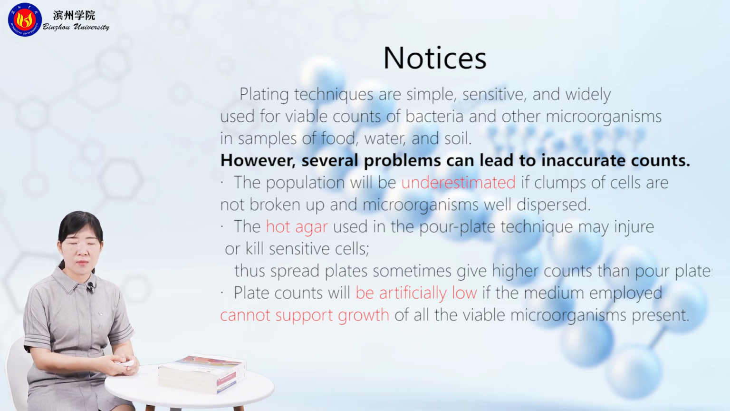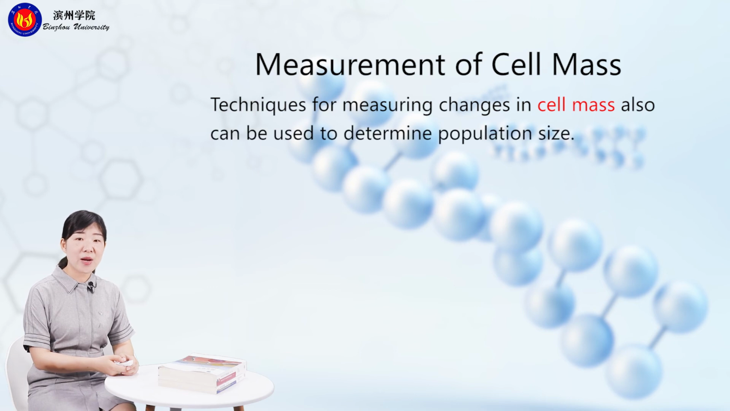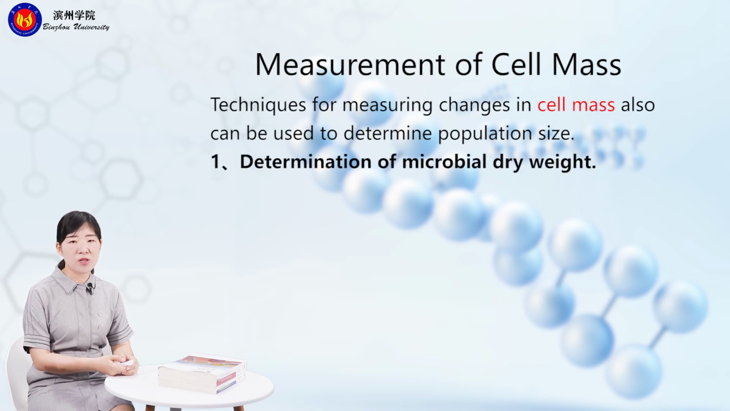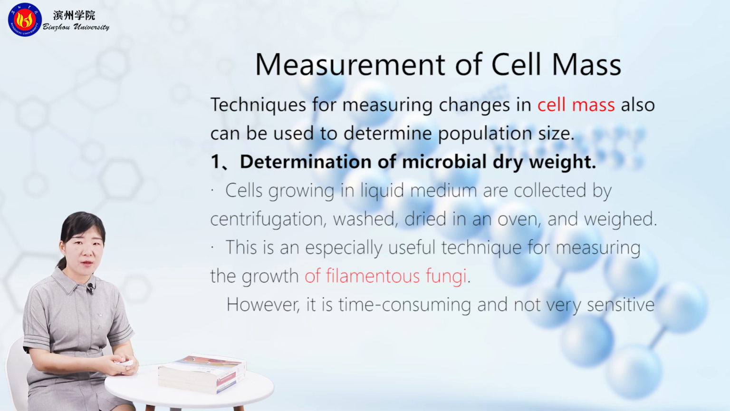Then let's talk about the measurement of cell mass. Techniques for measuring changes in cell mass also can be used to determine population size. First, determination of microbial dry weight. Cells growing in liquid media are collected by centrifugation, washed, dried in an oven, and weighed. This is an especially useful technique for measuring the growth of filamentous fungi. However, it is time-consuming and not very sensitive.